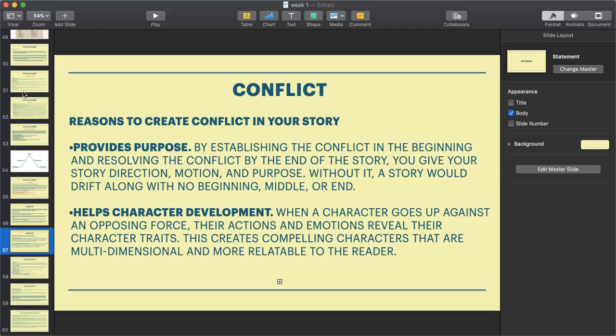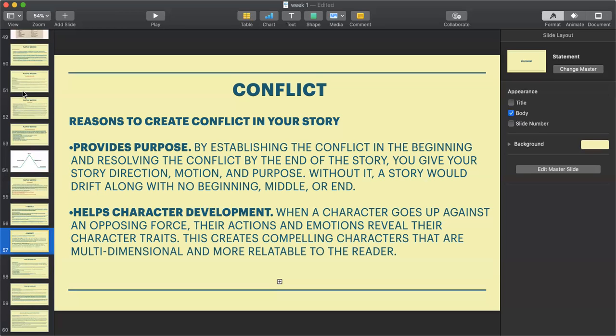Whether you are a good person, whether you are getting good marks or not, that's secondary, but you are a good person. If you are just cheating from somewhere, then you are not a good person, right? So when I'm giving you a problem, the way you are solving the problem, when I'm making the character face a conflict in the story, the way the character goes up against the opposing force, their actions and emotions reveal their character traits. Character traits means actually how they are.